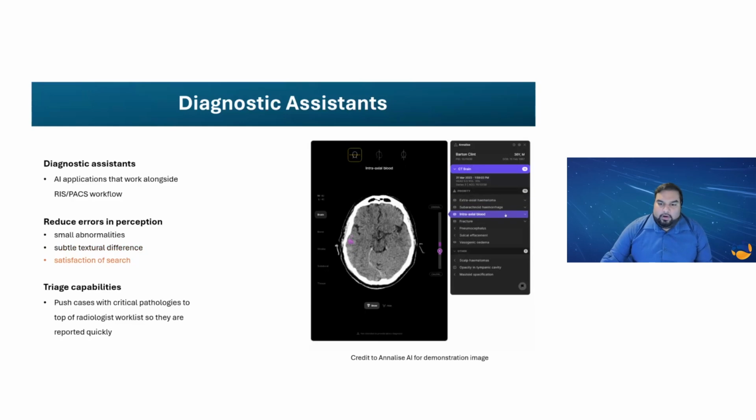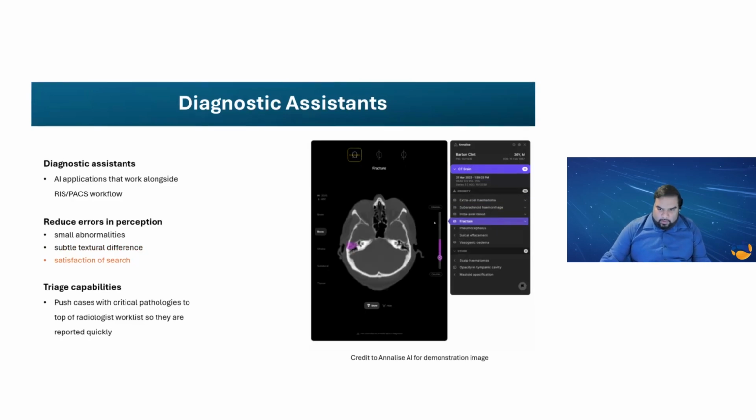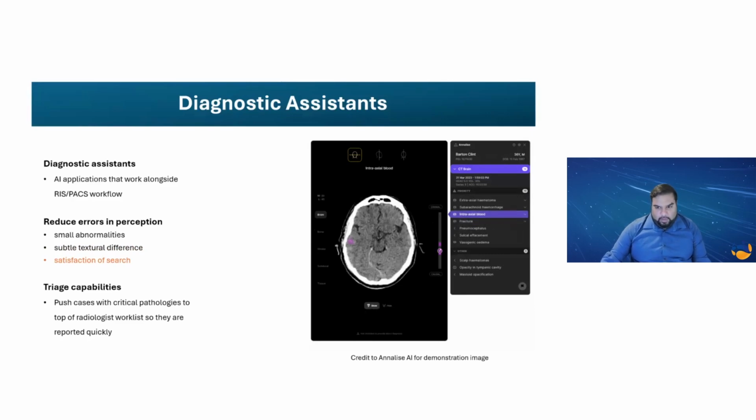The third perceptive error I'll talk about is satisfaction of search. This is when there are simply many findings in one study, and the radiologist's attention might be drawn to the major findings, and it makes it really easy to miss something ancillary or towards the other side of the image. In this case, you can see there's hemorrhage in the right temporal region, as well as subdural hemorrhage, and the AI has showed us that there's a mastoid fracture from impact and trauma on the right side.